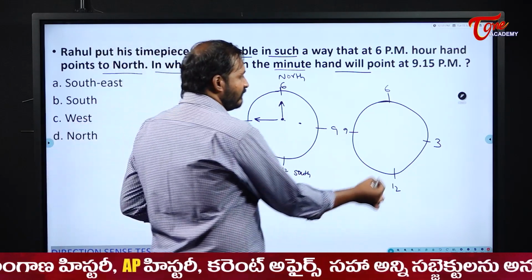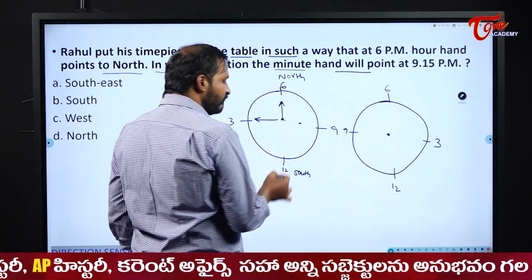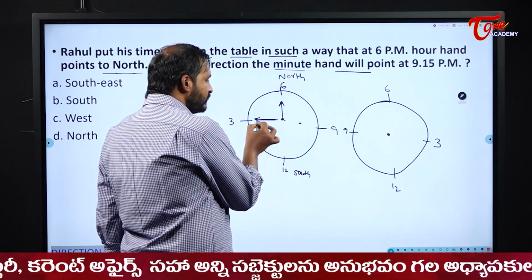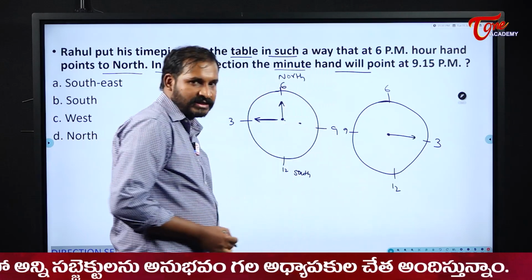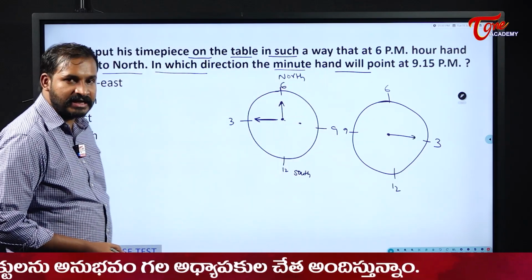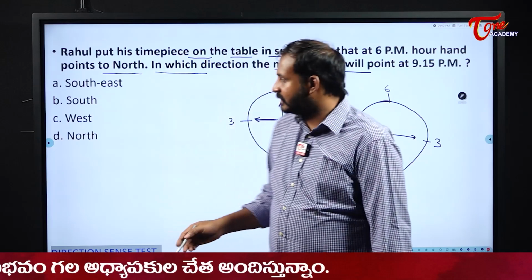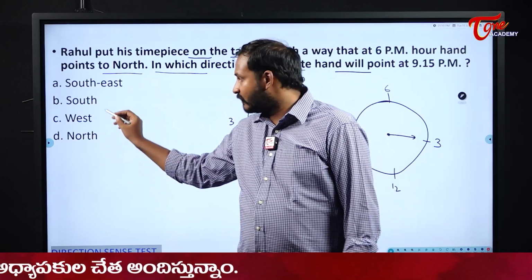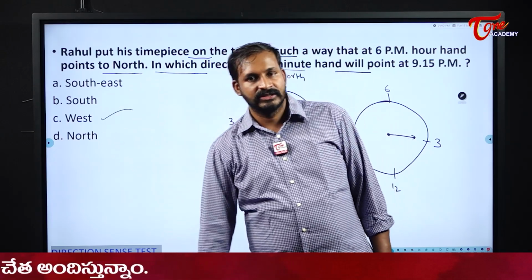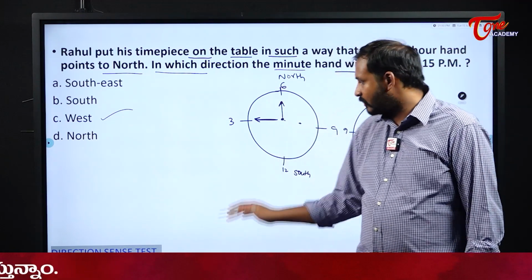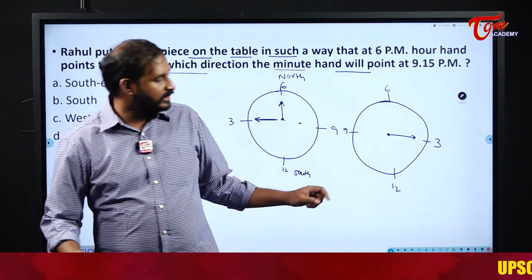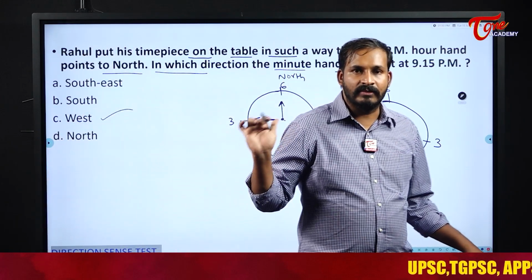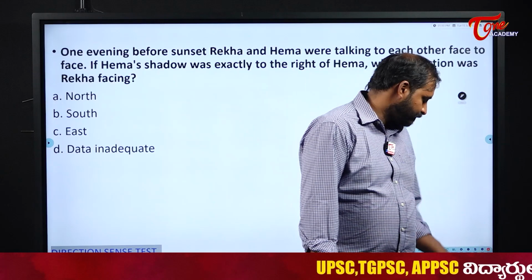Now 9:15 means, see here students, in this clock if it is 9:15, my minute hand will be showing in this direction. In this clock if it is 9:15, my minute hand will show in this direction. So my answer should be what? Either east or west. But in the options, I don't have east, so I will go with west. You cannot rule out both cases, both chances are there, definitely you need to choose. But here the only option is west, so I am going with that west option.